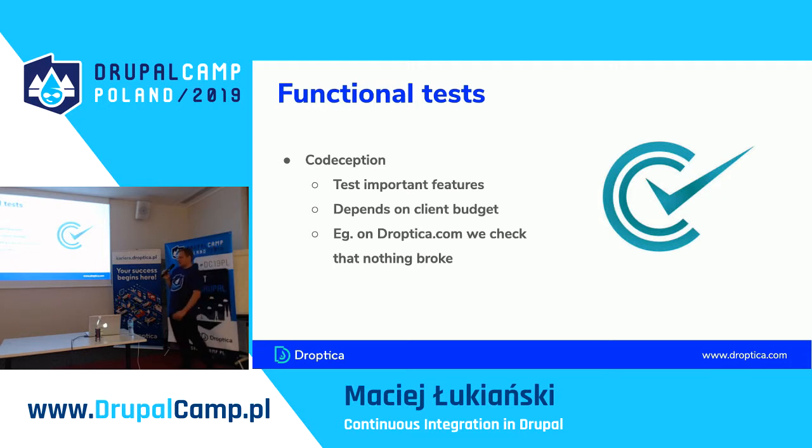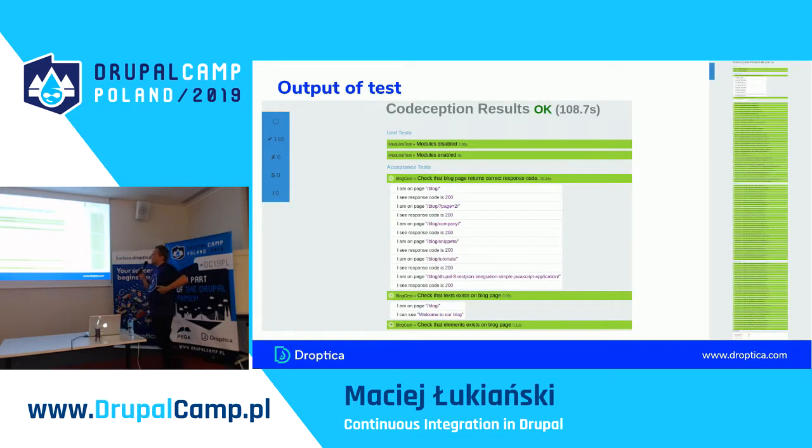The more you test, the better, but it makes sense to keep a sane approach to that. So we use Codeception. This is how the outputs of our tests look. You can see here that we are checking that the blog section response code is 200, that you can walk through a pager, that you can go to a particular section, or you can open a Drupal 8 REST JSON integration, simple JavaScript application, blog post, and that it all works. So this test sanity checks that the blog works.